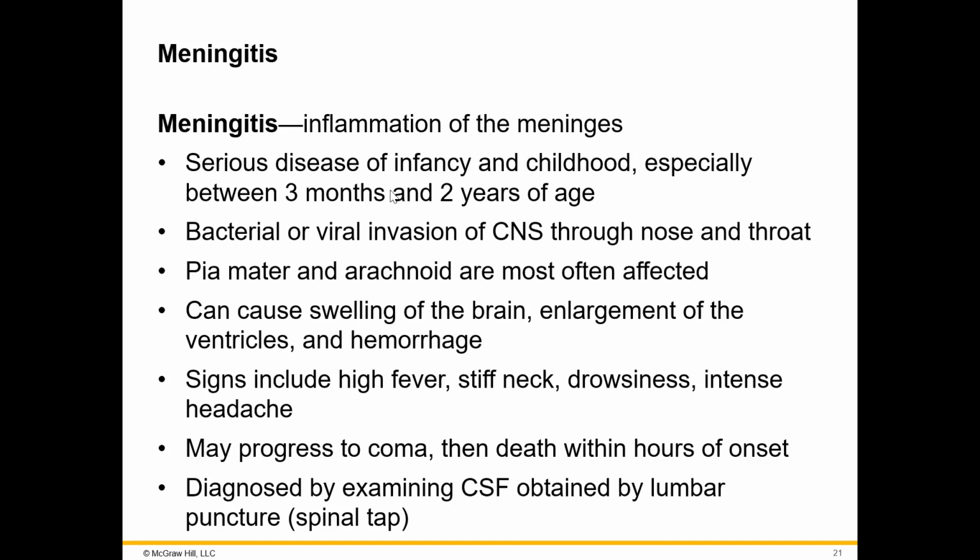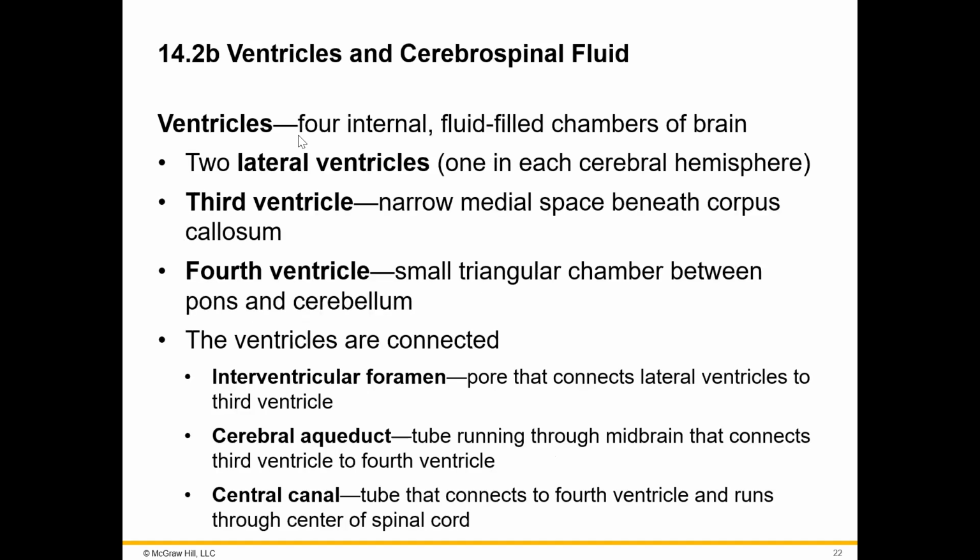So ventricles, there are four internal fluid-filled chambers of the brain. There are two lateral ventricles, one in each cerebral hemisphere. There is a third ventricle that is a narrow, medial space beneath the corpus callosum, and there is a fourth ventricle that is a small triangular chamber between the pons and the cerebellum. So the ventricles are connected through the interventricular foramen, and we have the cerebral aqueduct.